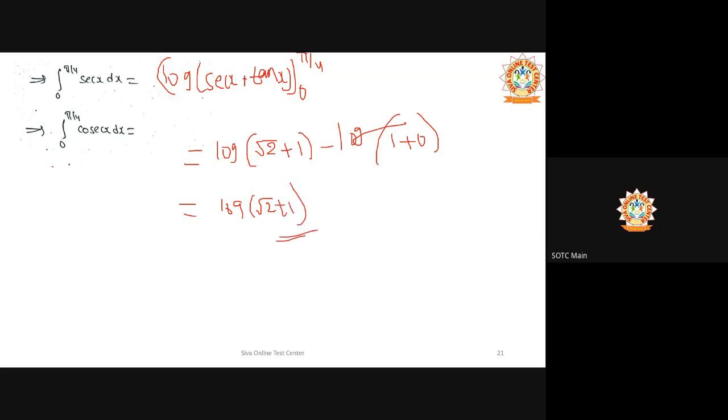Try at your end for cosecant x. The integration of cosecant x will come as log of cosecant x minus cot x, so we can apply that. Now try to see this, from the 9th standard integrals: integration of 0 to a of under root a square plus x square dx.